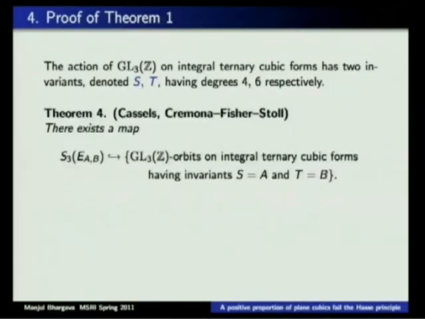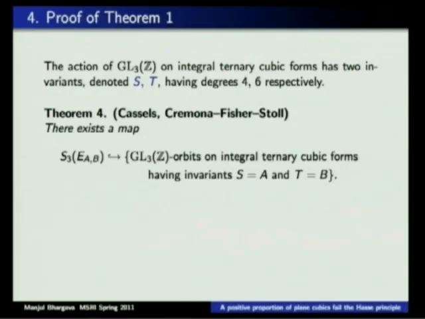And the theorem that relates 3-Selmer elements to ternary cubic forms is the following, which is due to Cassels and made very precise over the integers by Cremona, Fisher, and Stoll. It says that there exists a map from the 3-Selmer elements of the elliptic curve E_{A,B}, where A and B have that minimal property, that p^4 divides A implies that p^6 doesn't divide B. So if you have such a minimal representative of the isomorphism class E_{A,B}, then the 3-Selmer elements of E_{A,B} injectively map into the GL3(Z) orbits on integral ternary cubic forms whose invariants are A and B.